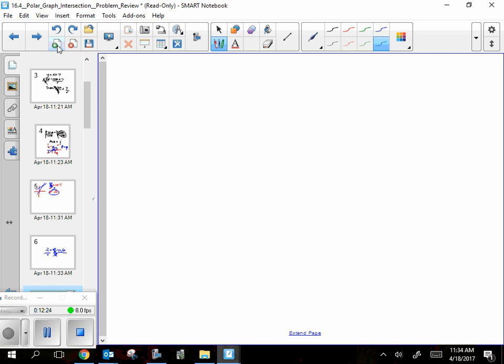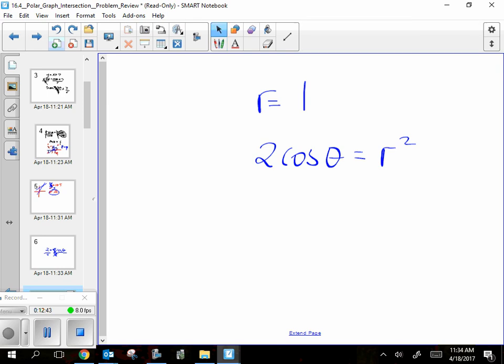All right, I'm going to give you one more like that. r equals 1. 2 cosine theta equals r squared. Would you please solve it? Where do they cross? It's not that hard, once you realize what's going on. Hopefully you won't get lost in translation on this one.